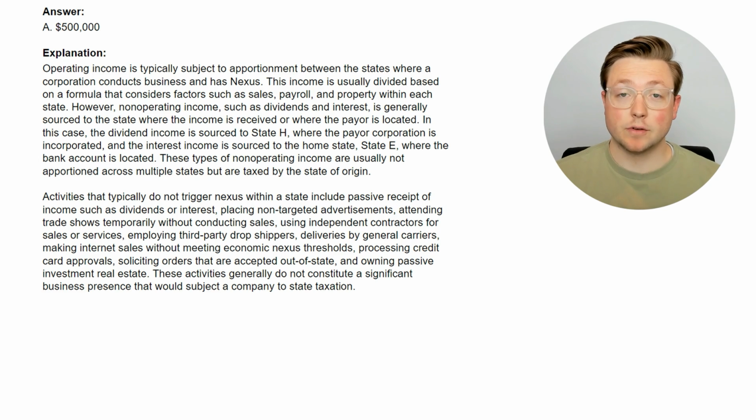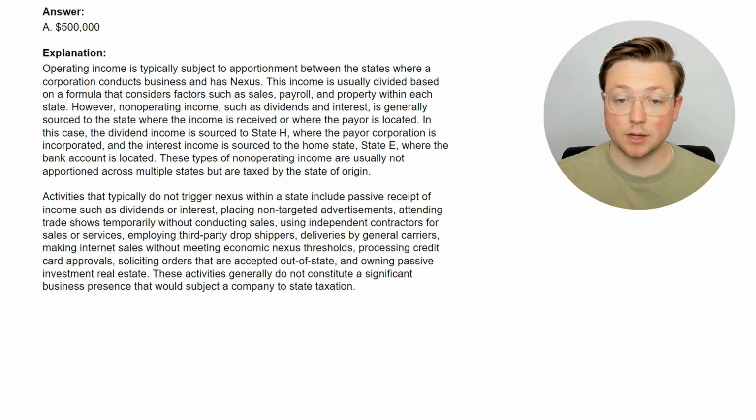Okay, and the answer is $500,000, or just the operating income. So let's learn a little bit about that. Operating income is typically subject to apportionment between the states where a corporation conducts business and has Nexus. This income is usually divided based on a formula that considers factors such as sales, payroll, and property, which we learned about before, within each state.